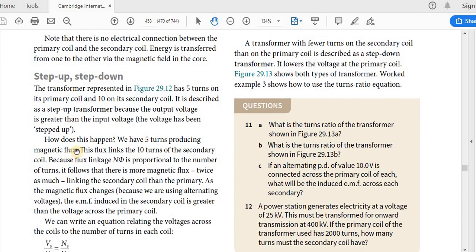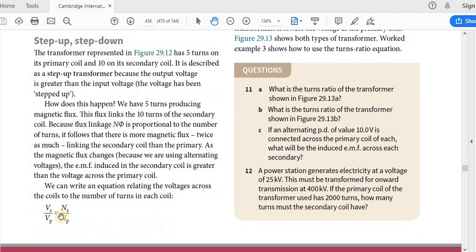We have 5 turns producing magnetic flux. The flux links the 10 turns of the secondary coil, because flux linkage, N phi, is proportional to the number of turns. It follows that there is more magnetic flux, twice as much, linking the secondary coil than the primary. As the magnetic flux changes, because we are using alternating voltages, the EMF induced in the secondary coil is greater than the voltage in the primary coil.